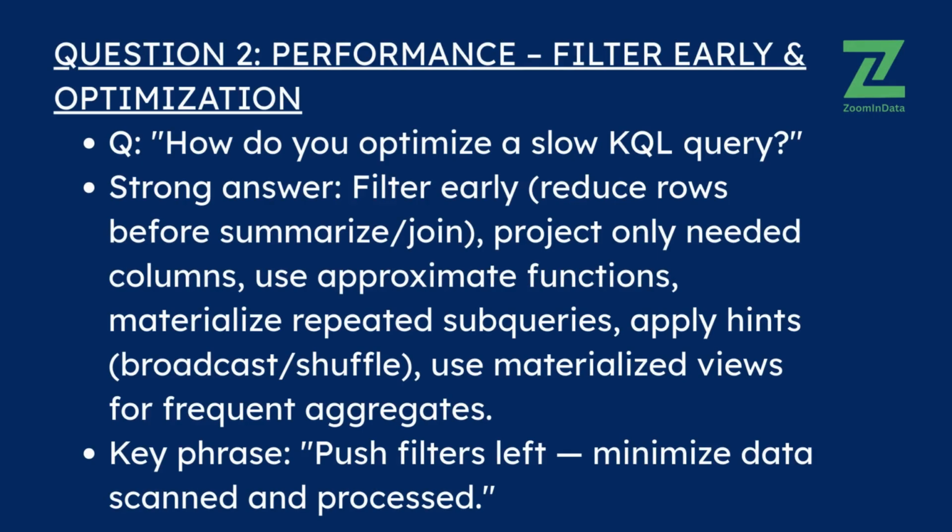Next big one. How do you optimize a slow KQL query? Strong answer. Start with filter early. Push where clauses as far left as possible to reduce rows before expensive operations like summarize, join, mv_expand. Project only needed columns early. Drop unused data fast. Use approximate functions: dcount instead of count distinct, percentile approximation instead of percentile, huge savings at scale. Materialize repeated subqueries or expensive expressions.